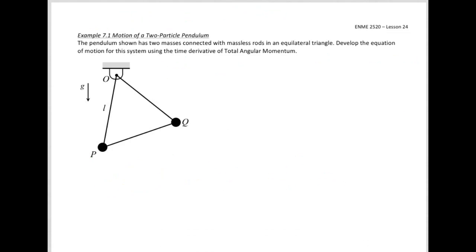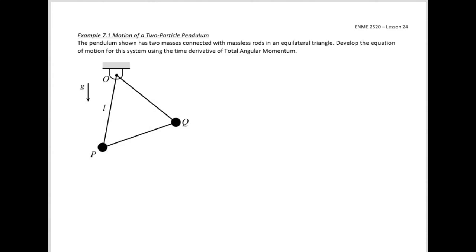So let's apply this to a problem. Now recall that by having the angular momentum of a particle and knowing this expression, we could take the time derivative of that, set that equal to the moment, and then be able to efficiently develop equations of motion for a single particle. Well, now that we have this concept that the time derivative of total angular momentum is equal to the total moment due to external forces, we can apply that to systems like this, in which we have multiple masses that are involved in the motion.